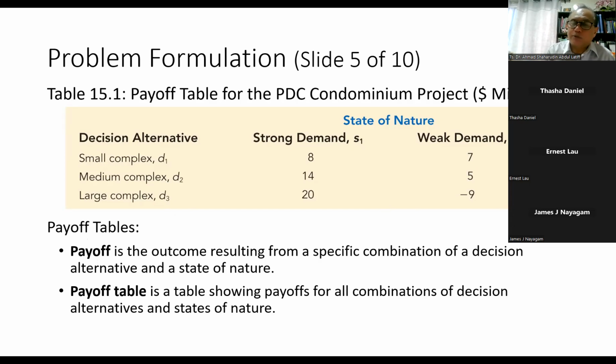For the large complex, they will produce 90 condominiums. With strong demand, they will make 20 million profit. At weak demand, because the cost of developing 90 units of condominium is high, they will lose 9 million.